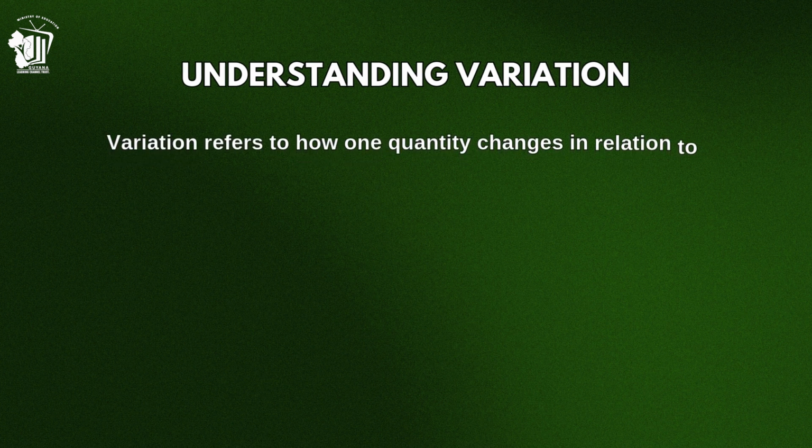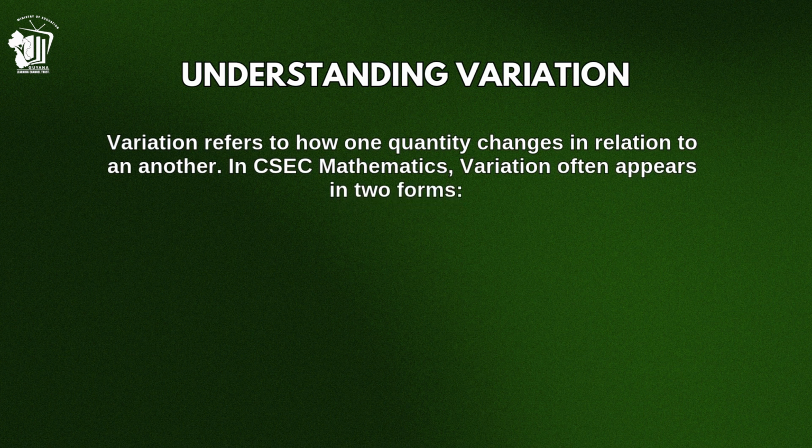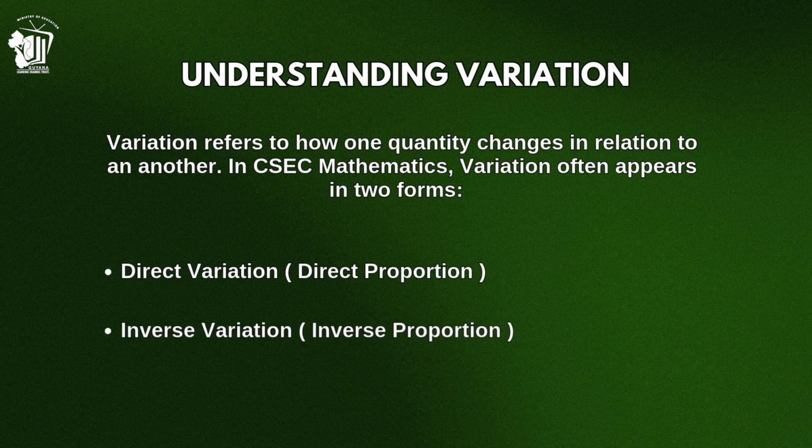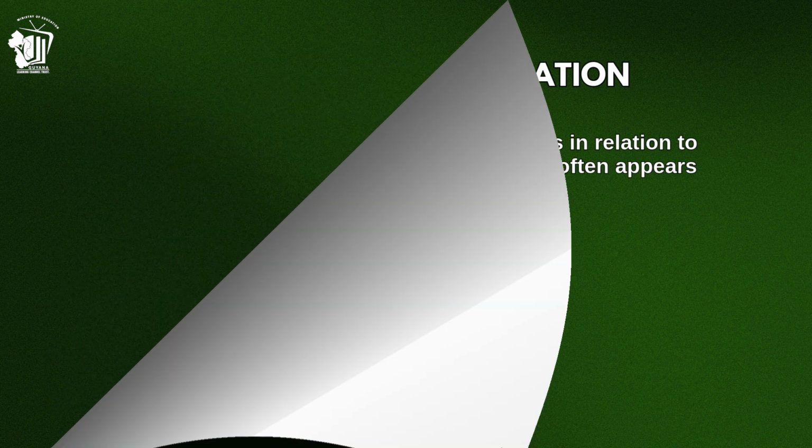First things first, let's understand what we mean by variation. Variation refers to how one quantity changes in relation to the other. In CSEC Mathematics, variation often appears in two forms. Firstly, direct variation, which is sometimes called direct proportion, or inverse variation, which is sometimes called inverse proportion. Now let's look at direct variation, or direct proportion.